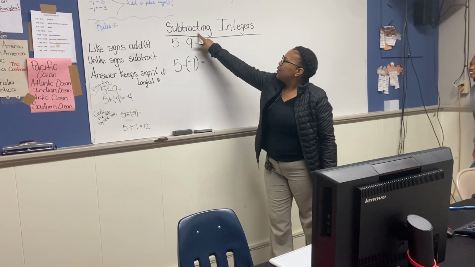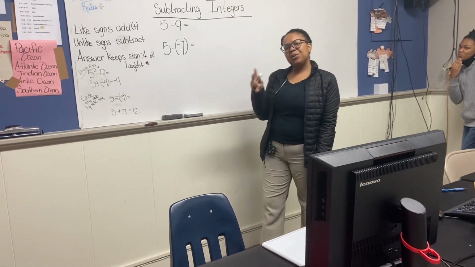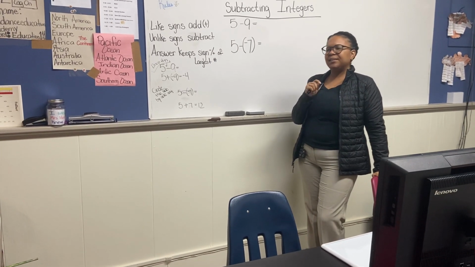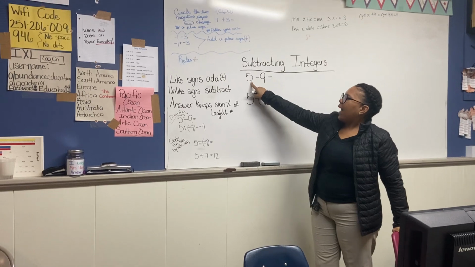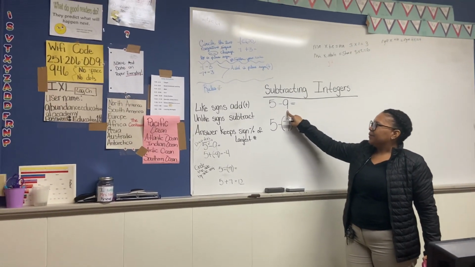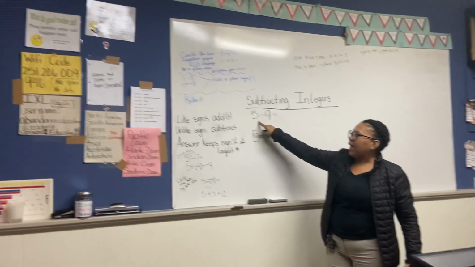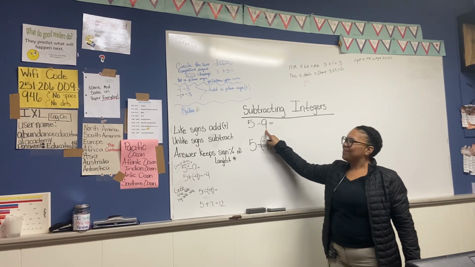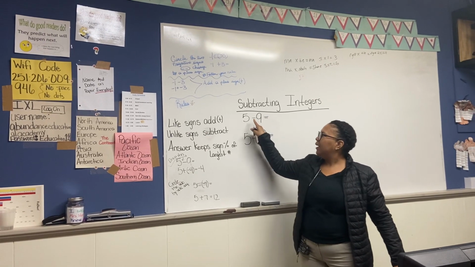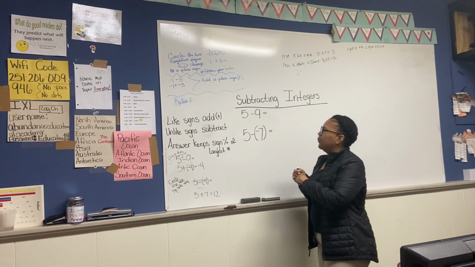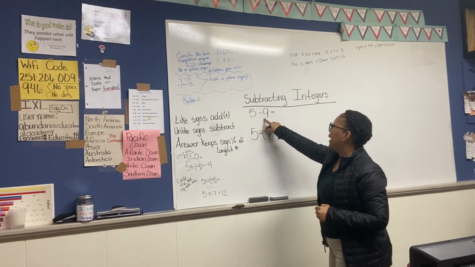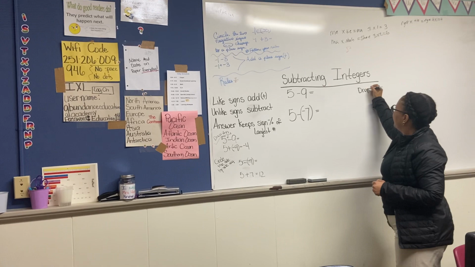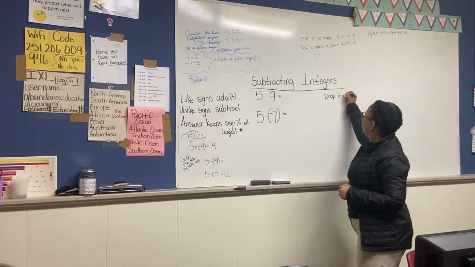Subtracting integers. When you subtract integers, there are only two ways you will see a subtraction problem. 5 minus 9. If you see a problem that's 5 minus 9, then we will need to use the drop it in method. We're going to drop in a plus sign. So let's work this one out. 5 minus 9. Drop it in.